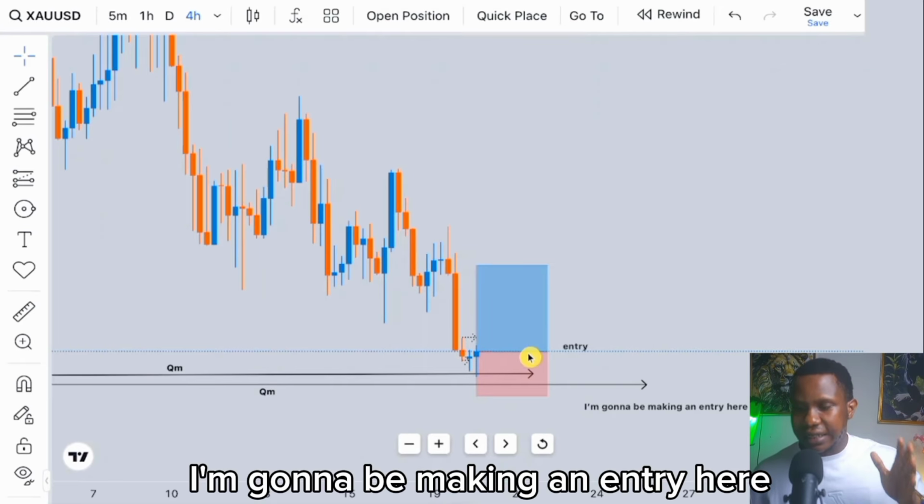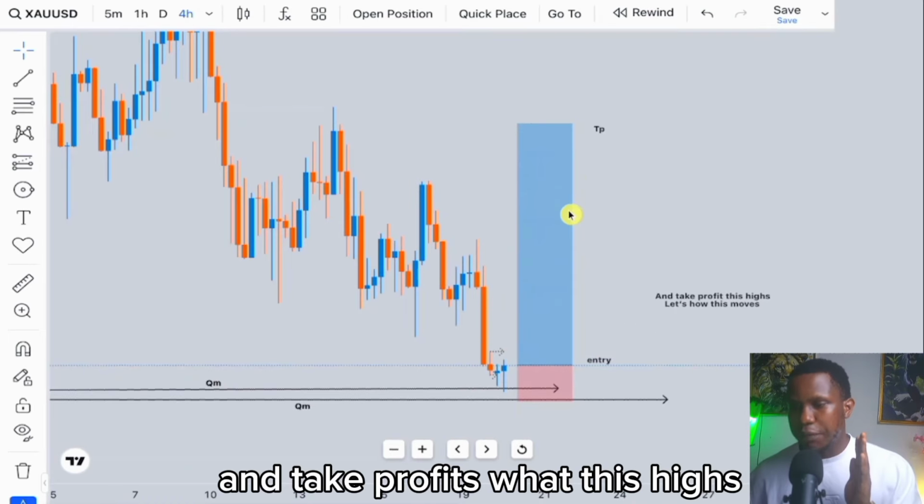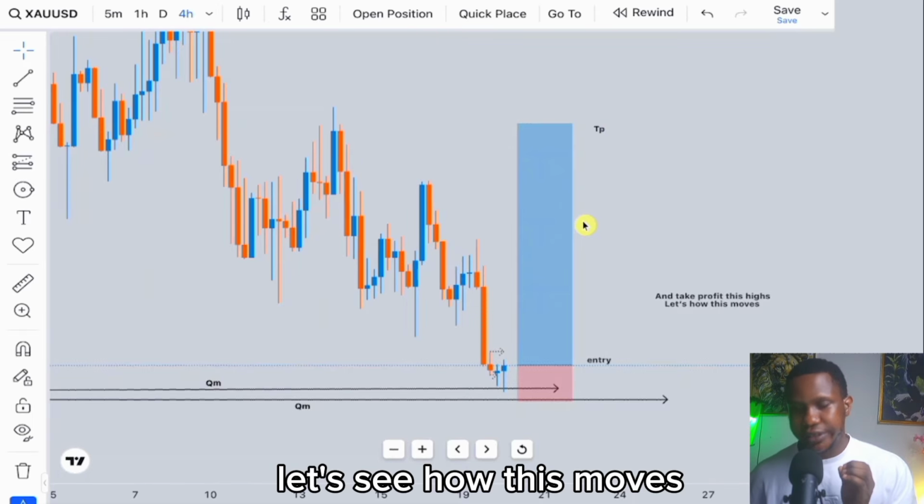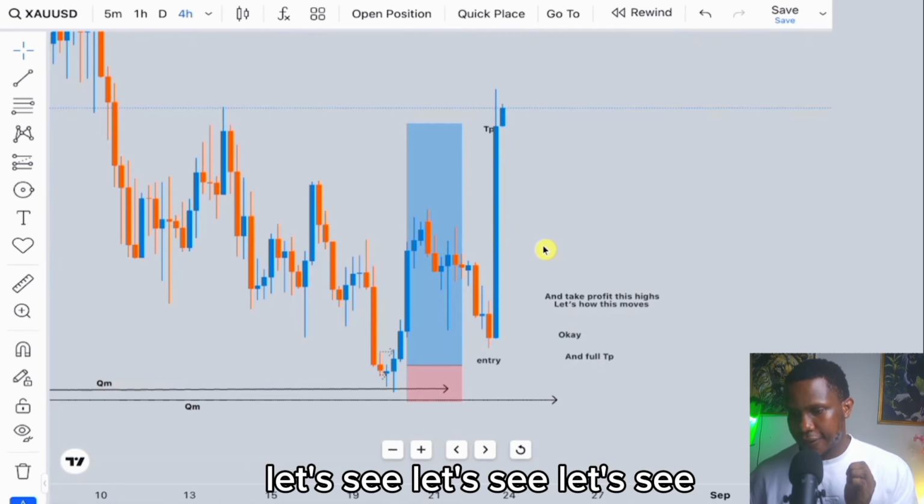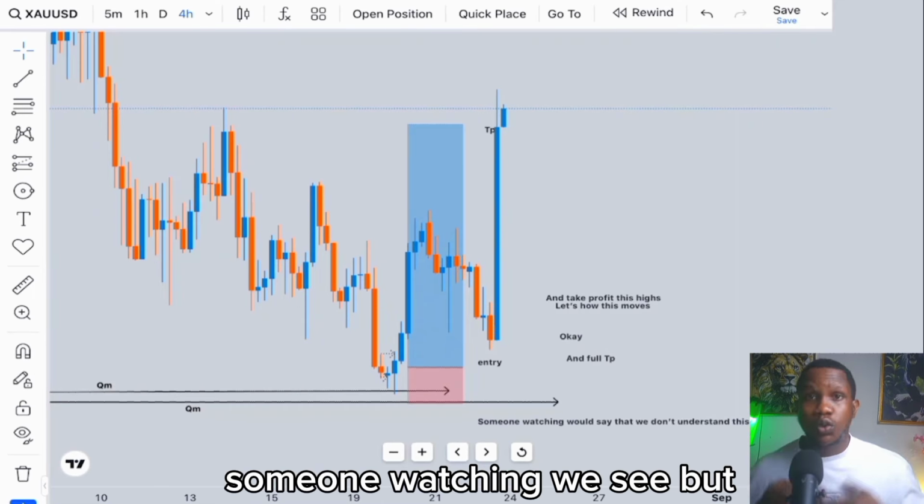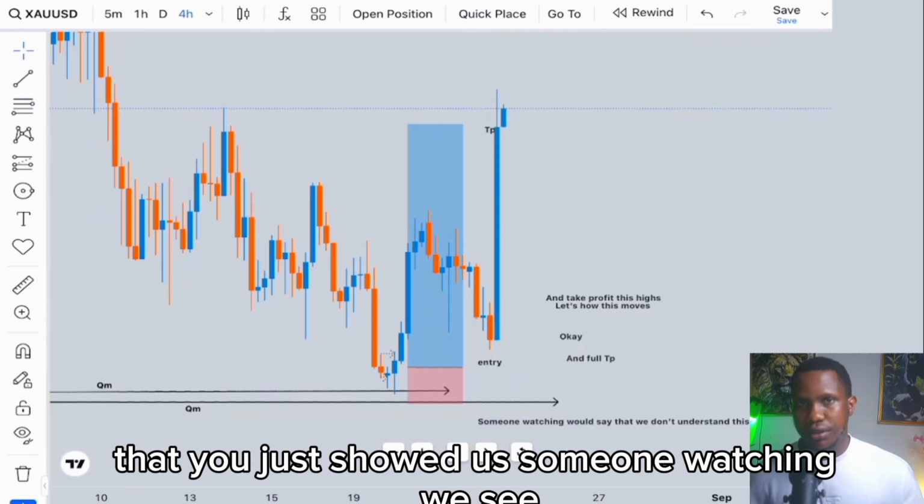I'm going to be making an entry here, put stop loss 300 points below this point, and take profits at these highs. Let's see how this moves. Can you see what? If we take profit for our traders, someone watching will say, Profitos, we don't understand this candle range something that you just showed us.